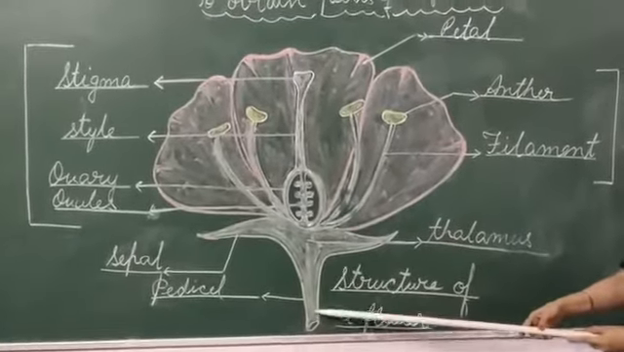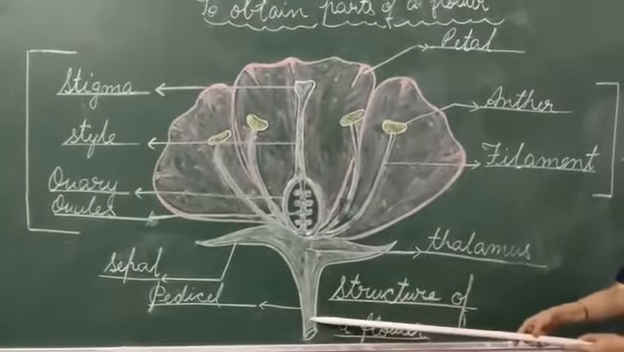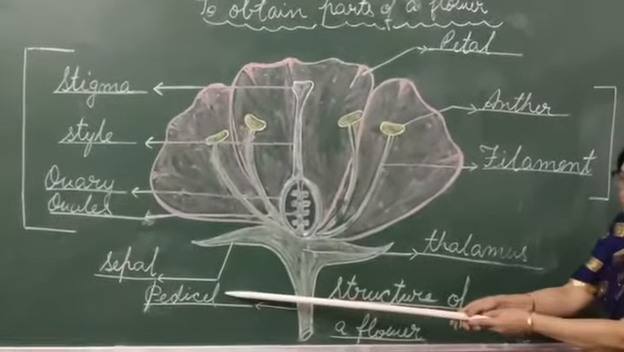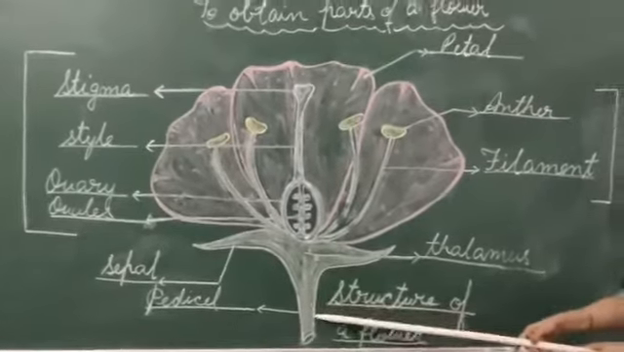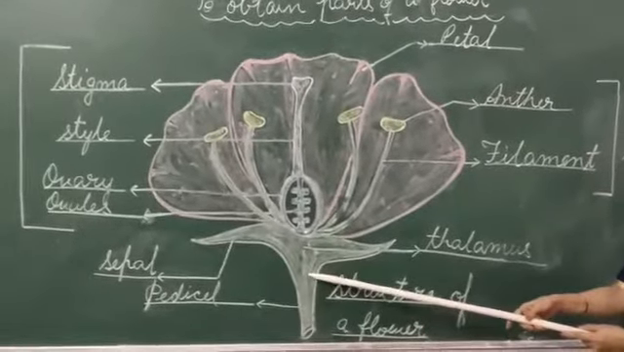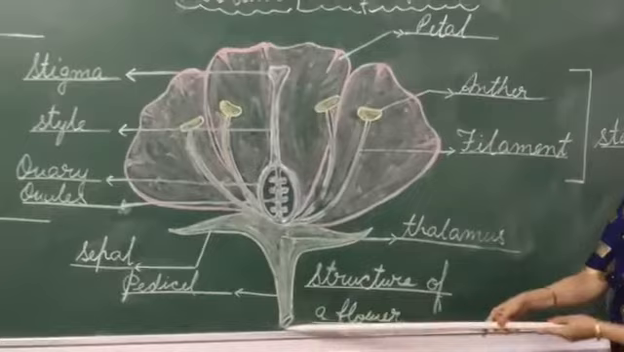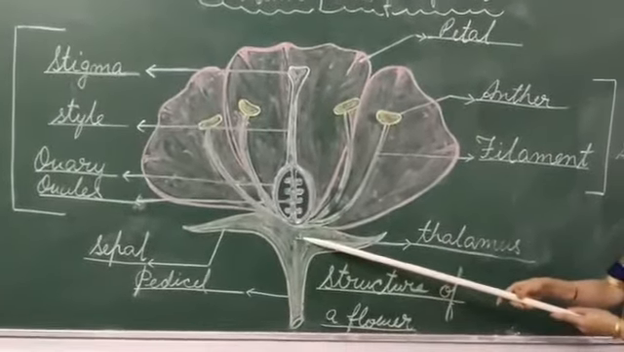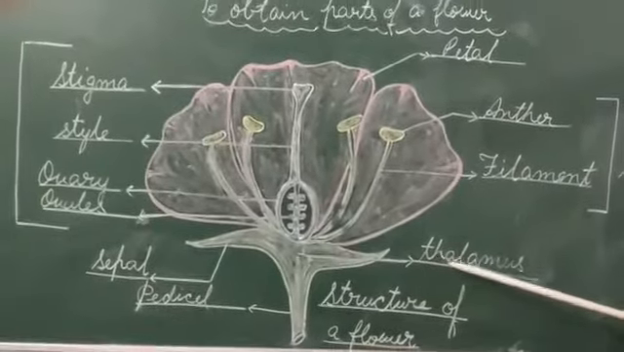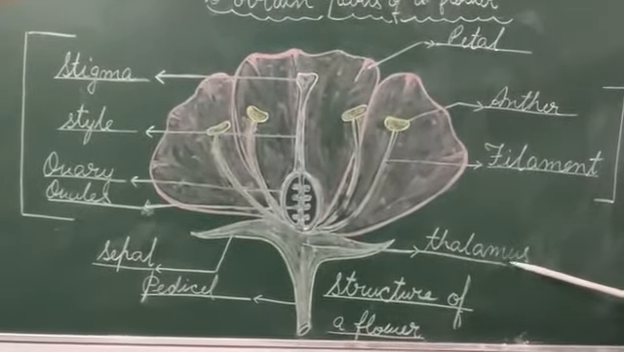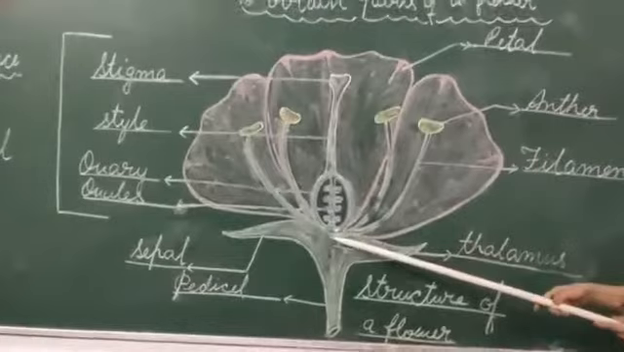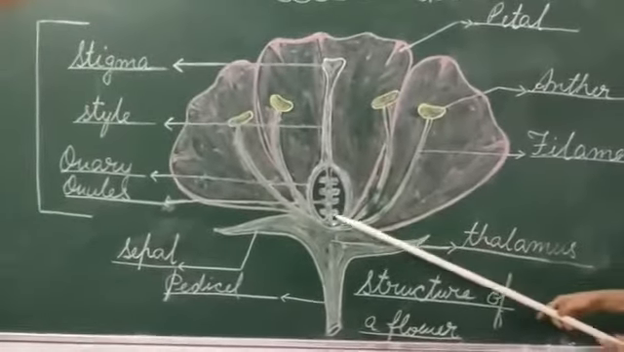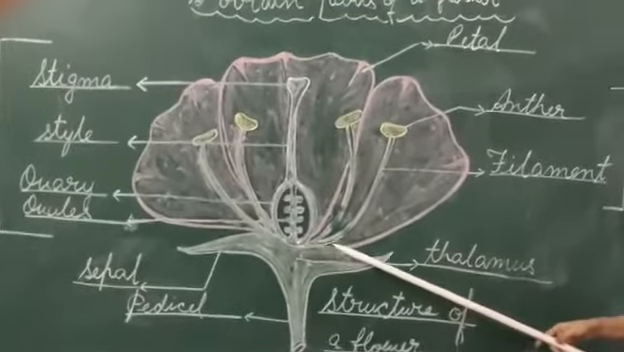This part of this flower is known as the stalk, which is also known as the pedicel. This part of the flower joins it to the branch. The upper part of the pedicel is wider and it is known as thalamus. On this thalamus lie the different parts of the flower. They are arranged in whorls.